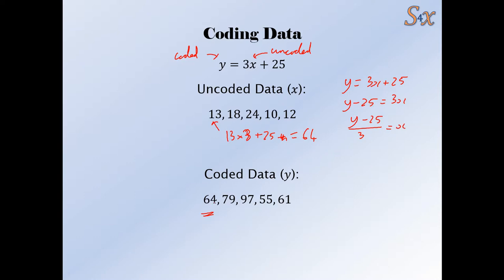So if I take that 64, for instance, down here, plug that in, and simplify it, I get x is 13, which was the original data point, yeah, the uncoded data point. So you need to be aware of how to code data using a formula given to you and uncode it. And all you do is rearrange the formula and then input your numbers. Nothing too tricky.